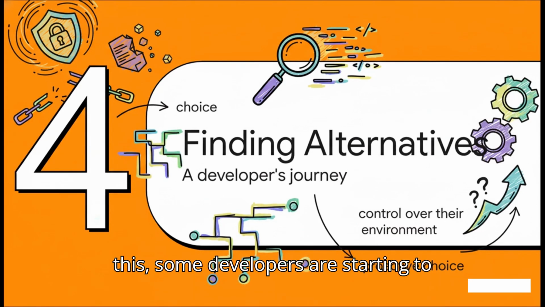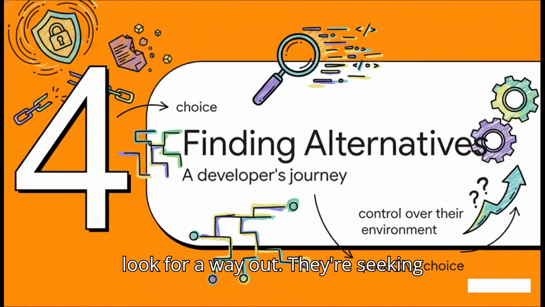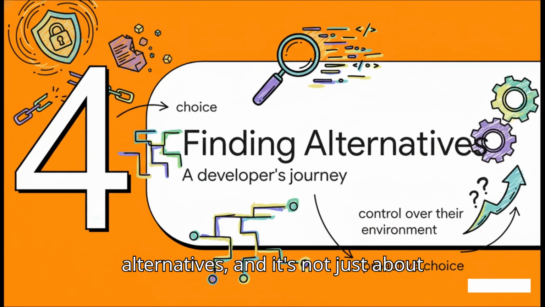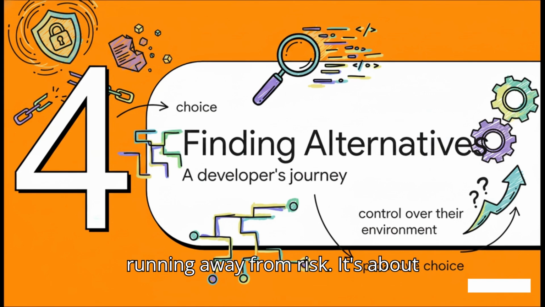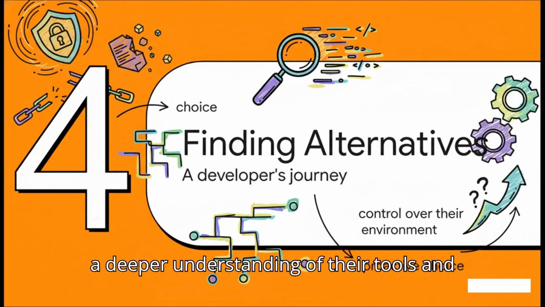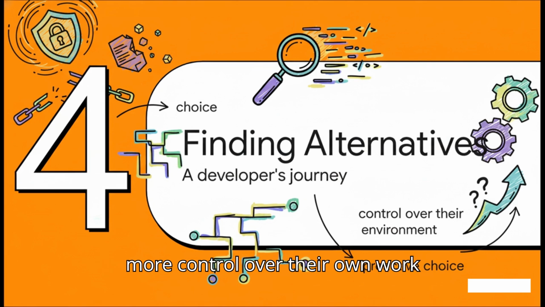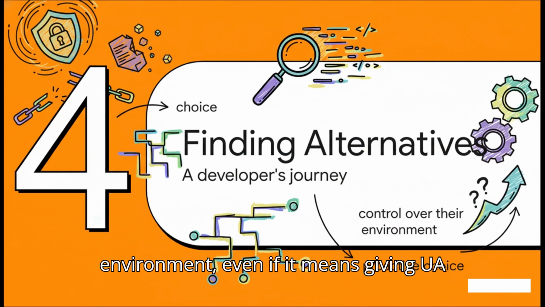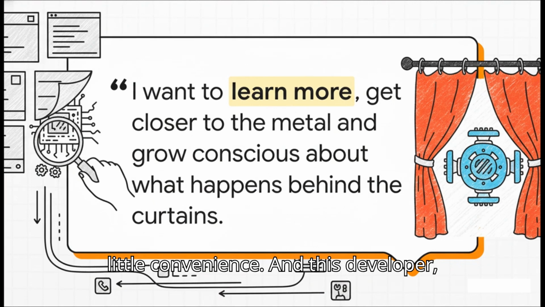So, faced with all this, some developers are starting to look for a way out. They're seeking alternatives. And it's not just about running away from risk, it's about running towards something better, towards a deeper understanding of their tools and more control over their own work environment, even if it means giving up a little convenience. And this developer, Diego Frattini, he just nails the feeling.